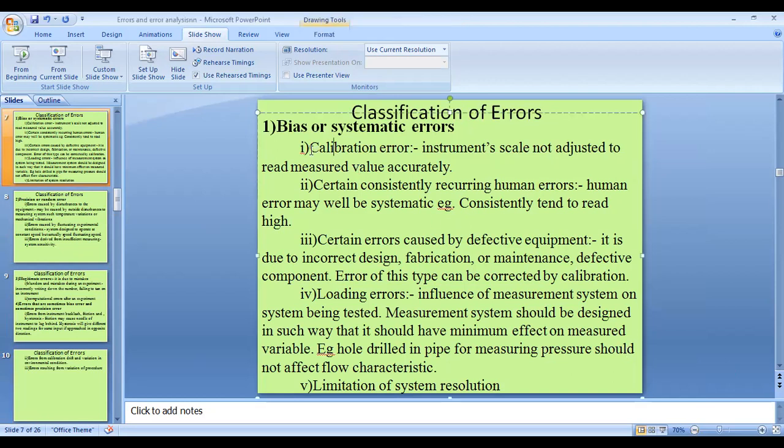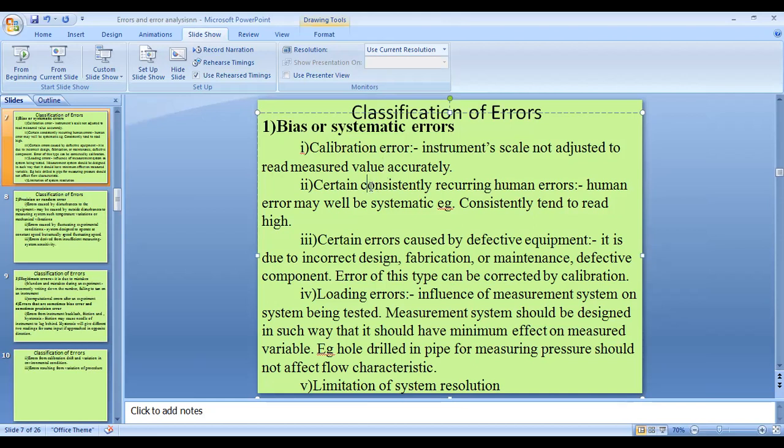We'll see first calibration error. Bias error can be calibration error. There may be some shift, okay? So the instrument scale is not adjusted to read the measured value accurately. Like I am measuring 30 degrees Celsius. The actual temperature is 30 degrees Celsius, but it is showing 35 degrees Celsius. So in the scale itself, there is a shift. We can adjust this shift with the help of calibration. So that is a shift or calibration error.